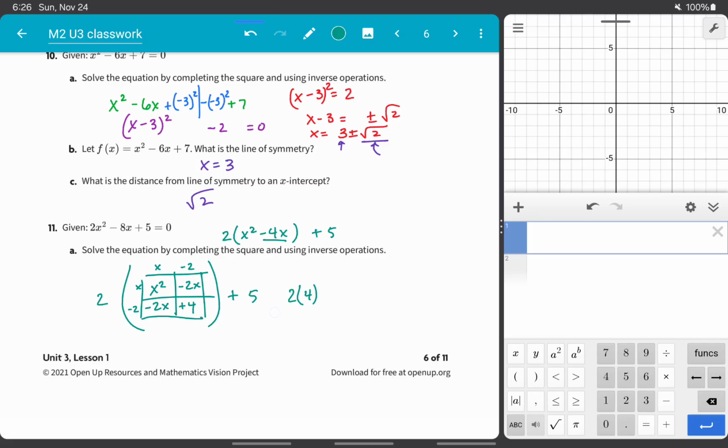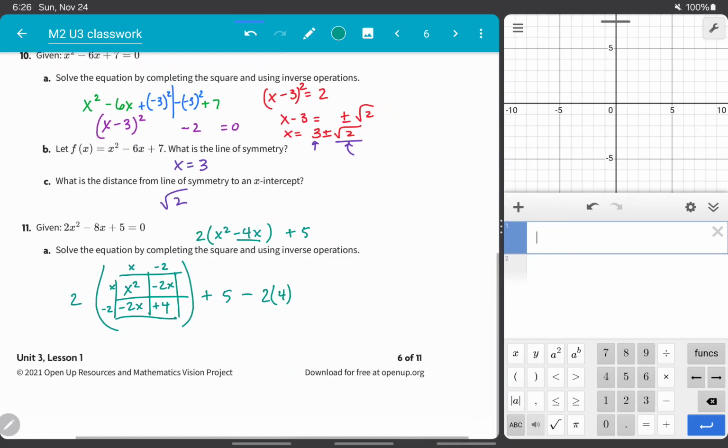And since I added it here on the inside, I have to subtract it here on the outside. All right, so now we can rewrite this as 2x minus 2 squared. And then I have 5 minus 2 times 4, which is 5 minus 8, which is minus 3. And that's all going to be equal to 0. So now we start undoing things. If I add 3 to both sides, I'm going to have 2x minus 2 squared equals 3.